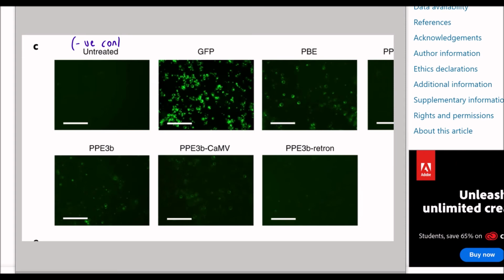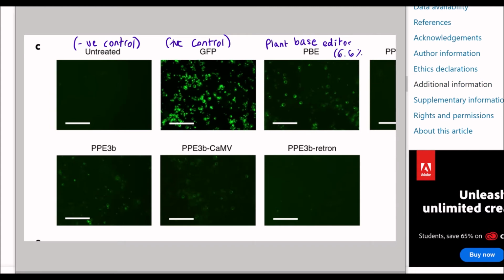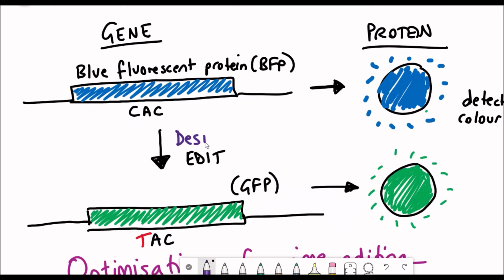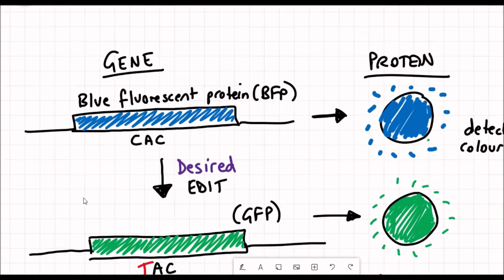So I've taken this figure from the paper, and so you can see that they have a negative control and a positive control where they've just got cells that always express a green fluorescent protein. And then if you look at some of the other conditions, so the first one is actually a base editor. I'll explain base editing in a little bit. It's just another alternative editing system. And then the PPE3B is the prime editing system that they're trying to modify. And you can see that roughly 4.4% of the cells are green. So that gives you a readout of the editing efficiency.